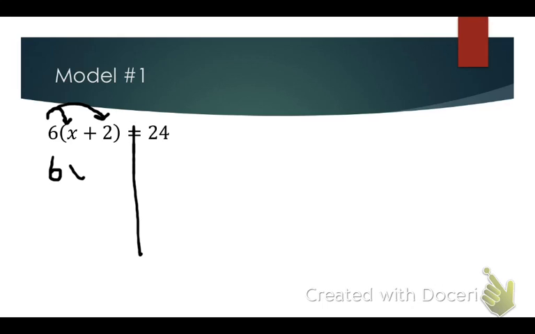I'd be left with 6x. Don't forget to multiply 6 times 2 also. So 6x plus 12 equals 24. A trend a lot of times that we see in math is that the 6 is not multiplied by all the numbers inside the parenthesis. Now I have a very nice two-step equation.